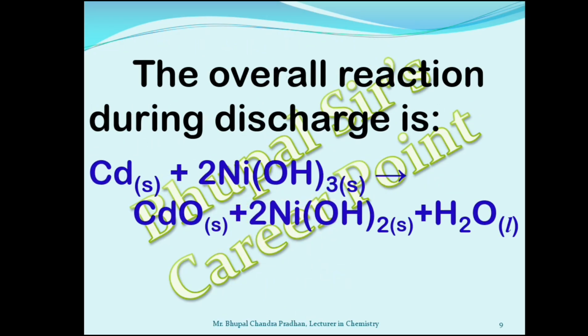The overall reaction during the discharge is cadmium solid plus nickel hydroxide solid gives us cadmium oxide solid, nickel hydroxide and water liquid. This is the overall cell reaction during the discharge of the cell.